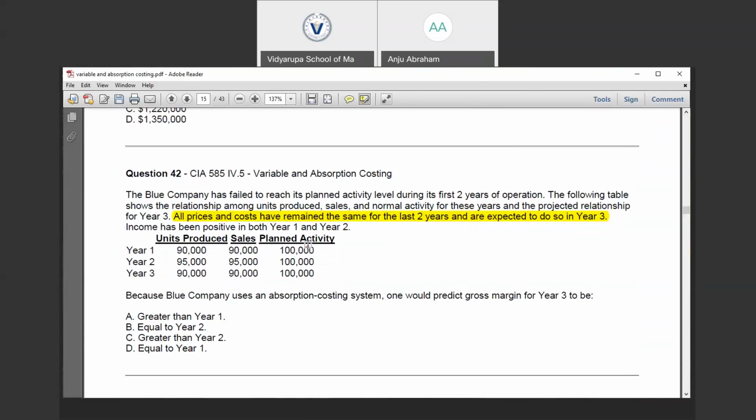It's a very simple question. You should just find it by looking at the production and sales activity for these 3 years. So, is there an answer? It's equal, right? Yeah, it's equal, but you have to find whether it is equal to year 1, equal to year 2, greater than year 1, or greater than year 2. Yeah, the income reported under absorption costing and variable costing would be the same. So we need to predict what would be the gross margin for year 3.